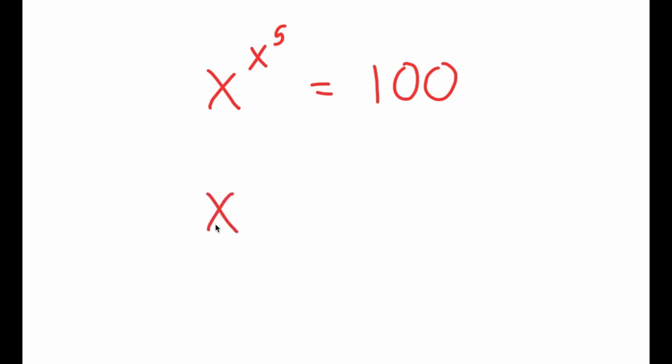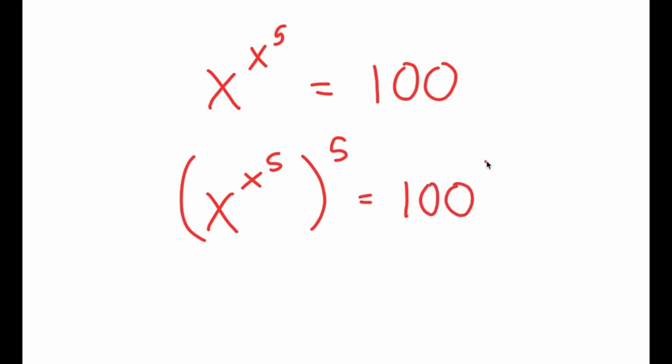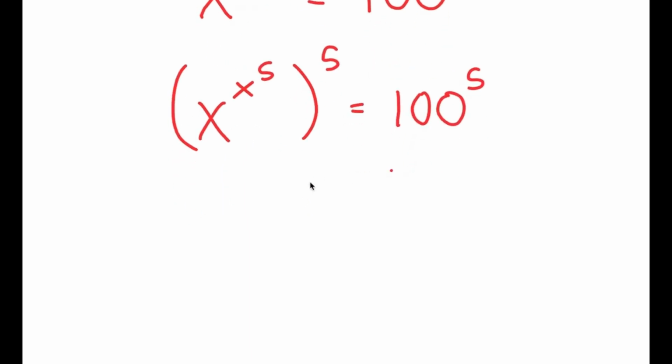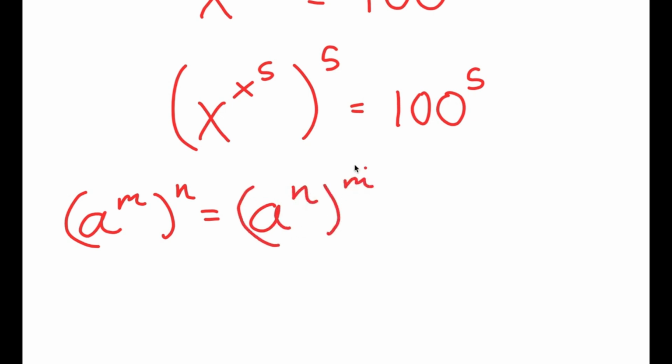Alright, so in this video, I'm going to solve the equation x to the power of x to the power of 5 is equal to 100. So to solve this equation, I'm going to first start by taking the power of 5 on both sides. Now I can use the property a to the power of m to the power of n is equal to a to the power of n to the power of m on x to the power of x to the power of 5 to the power of 5.